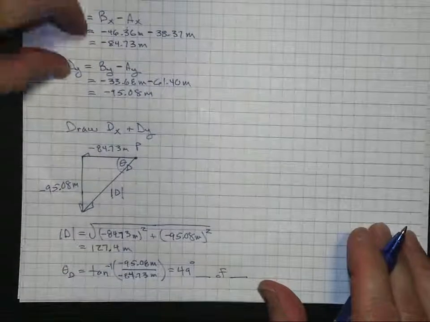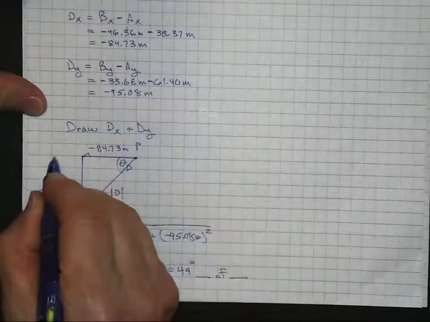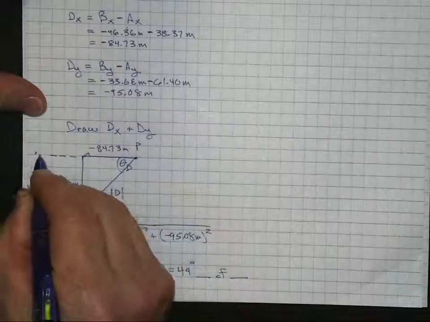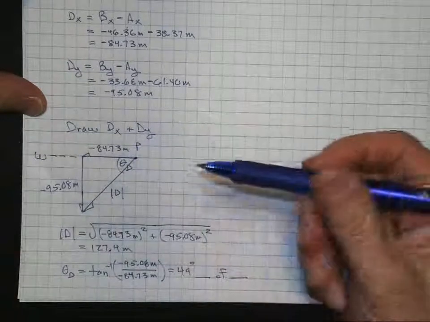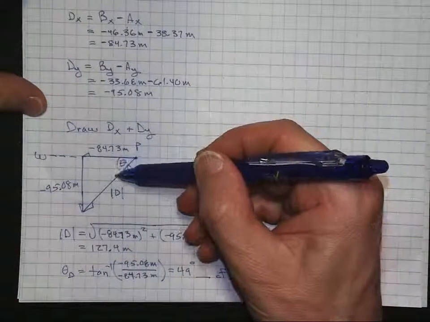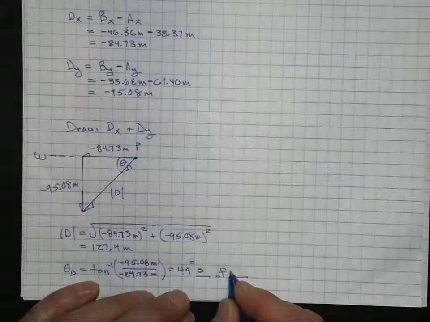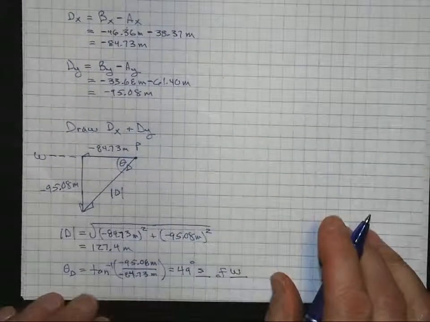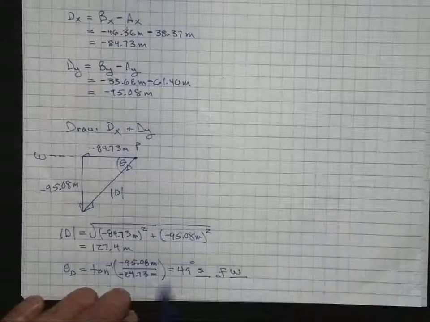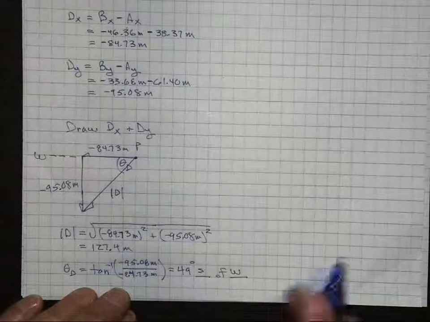And what we'll have here, if we look at our drawing, the first arrow points towards the west, and to get down to D, the difference, we turn towards the south. So it's going to be 49 degrees south of west. Okay, so there is our answer. It's 127.4 meters, 49 degrees south of west.